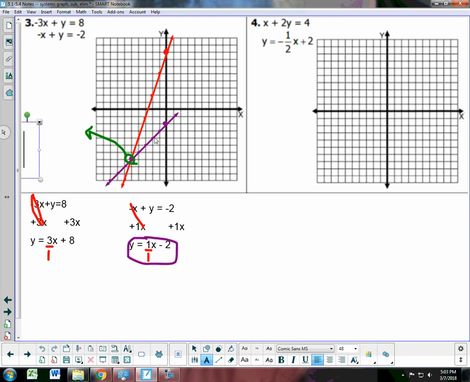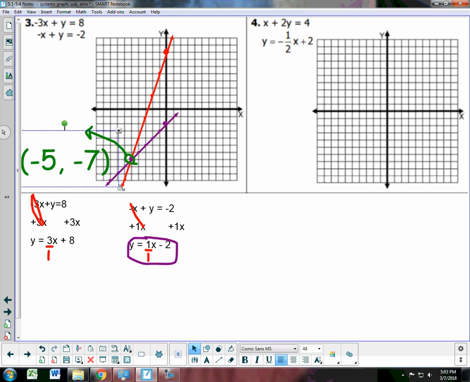We had negative 1, 2, 3, 4, 5. And the y value is negative 3, 4, 5, 6, 7. Negative 7. So that's my ordered pair.